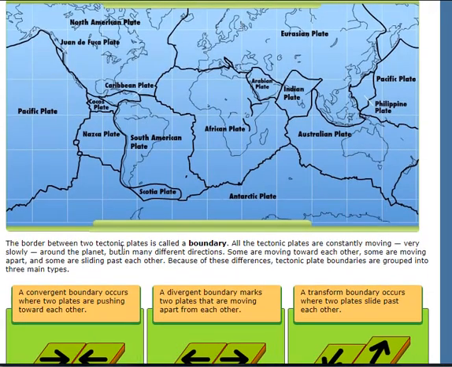And what is a plate boundary? It is the border between two tectonic plates, which is called a boundary. So a plate boundary is the border between two tectonic plates. And so we have these plates here.